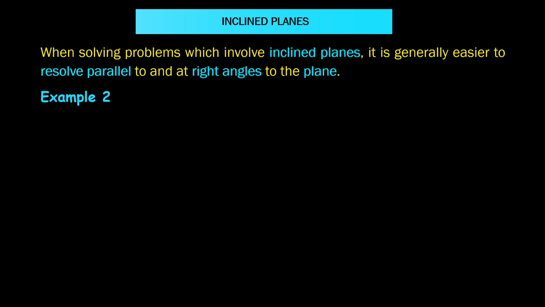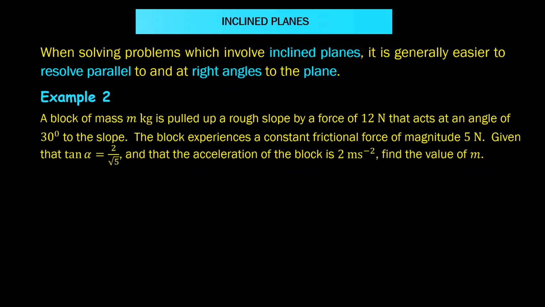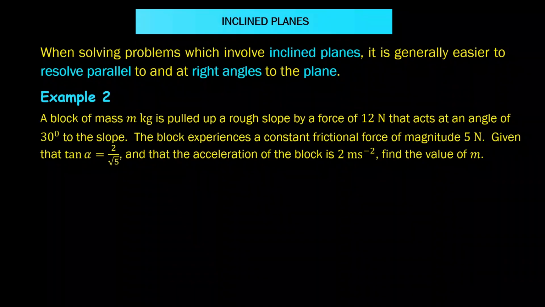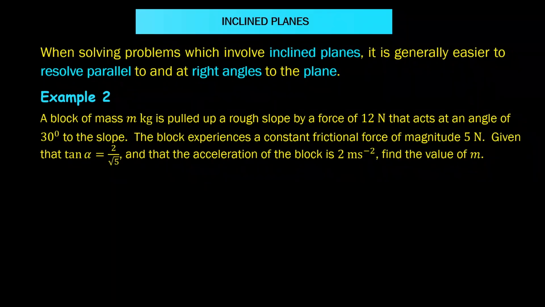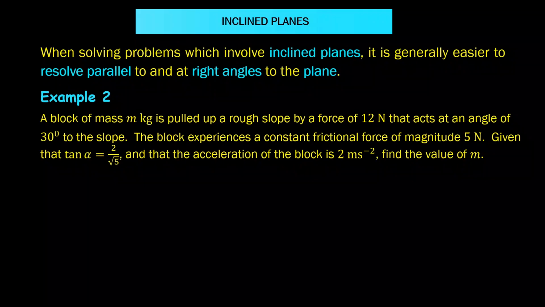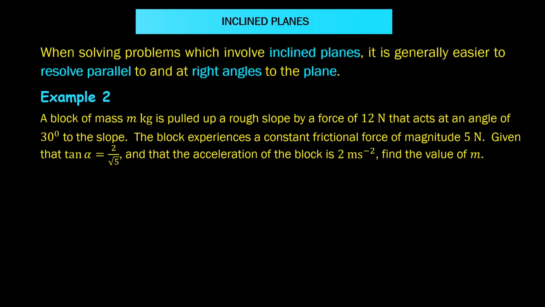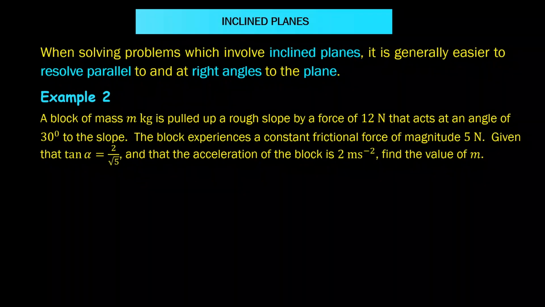Now let's take a look at another example. A block of mass m kilograms is pulled up a rough slope by a force of 12 newtons that acts at an angle of 30 degrees to the slope. The block experiences a constant frictional force of magnitude 5 newtons. Given that tan alpha equals 2 over root 5 and that the acceleration of the block is 2 meters per second squared, find the value of m. Pause the video and have a go. Press play when you're ready to view the solution.